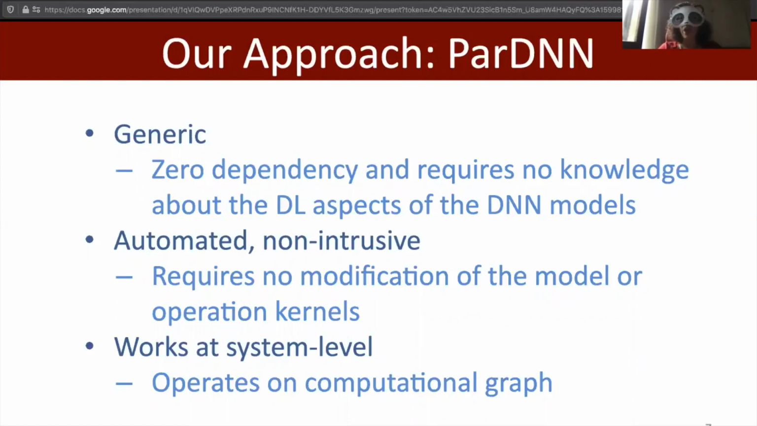We don't change the neural network model or its kernels. And we work at the system level, which makes it very smooth. So you can give us any deep learning model and we will be able to partition it, because we operate on the computational graph.